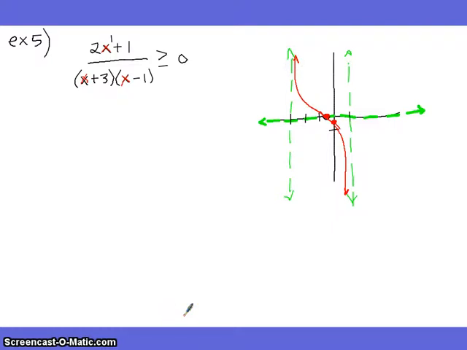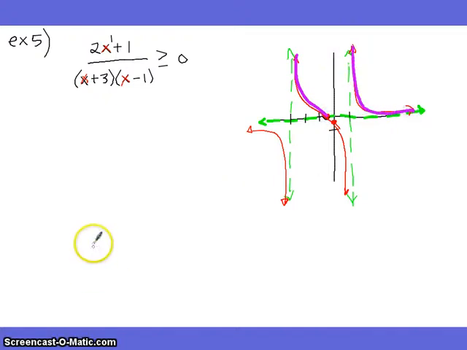I know that because I'm going down to -infinity here, I'm going to come from positive infinity here. And because I'm going to positive infinity here, I'm going to go down to -infinity here. So this is my graph so far. And I want to know where I'm in the positive. Where do I have positive? Where do I have x values that result in positive y values? Right here.